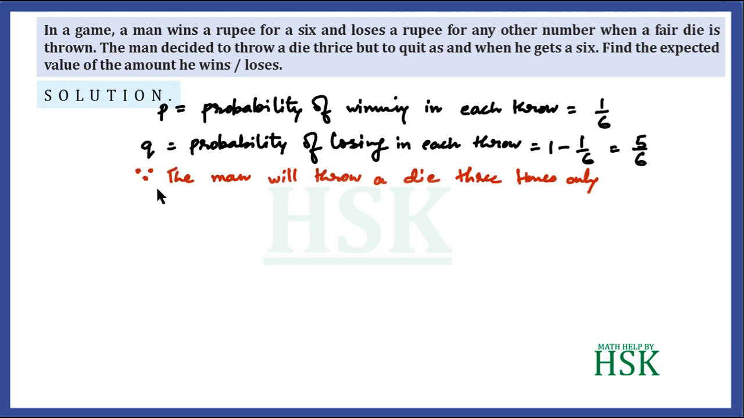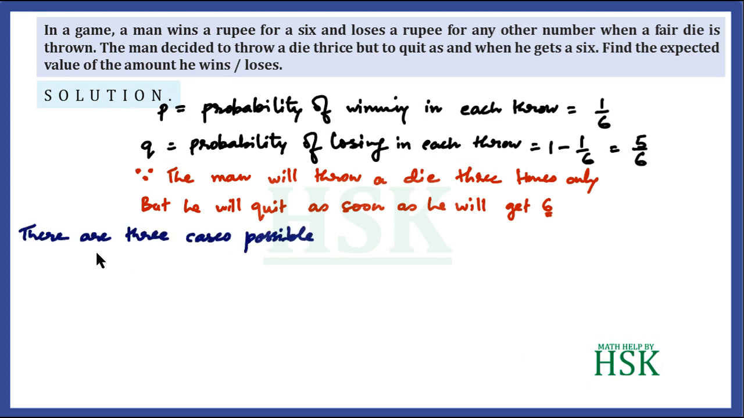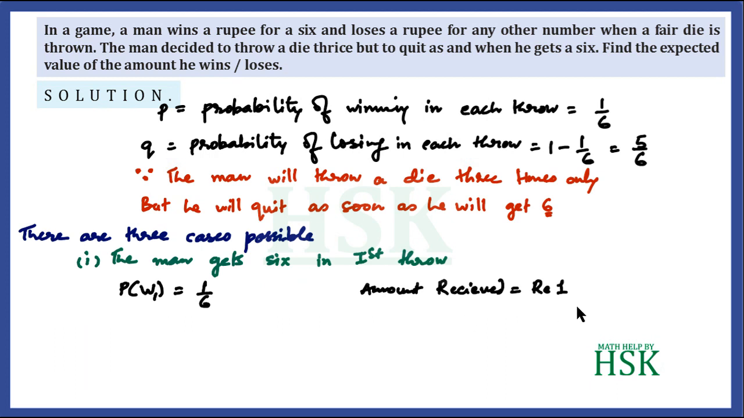Now, because the man will throw a die 3 times only, but he will quit as soon as he gets a 6, there are 3 cases possible. First case is the man gets 6 in the first throw. So in this case, we can say that the probability of winning in the first throw is 1 by 6 and the amount received would be equal to rupee 1. This is a simple thing.